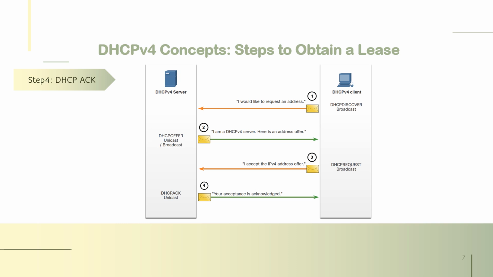When the client receives this message, it logs the configuration information and may perform an ARP lookup for the assigned address. If there is no reply to the ARP, the client knows that the IPv4 address is valid and starts using it as its own.